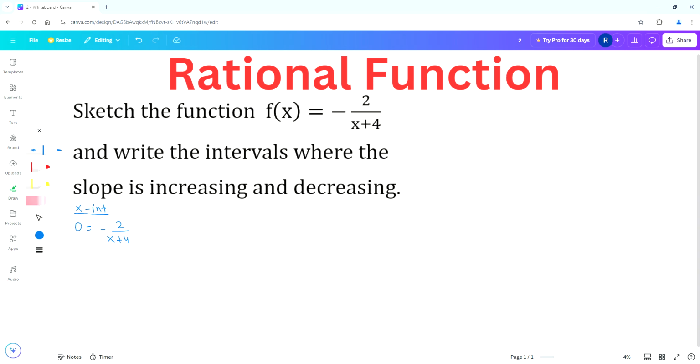Next, we can cross multiply the denominator x plus 4 to the left side. 0 times x plus 4 is equal to 0. There is no x term in this equation. That means this function has no x-intercept.